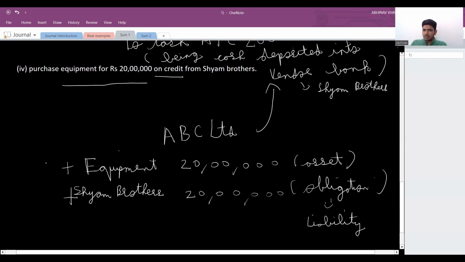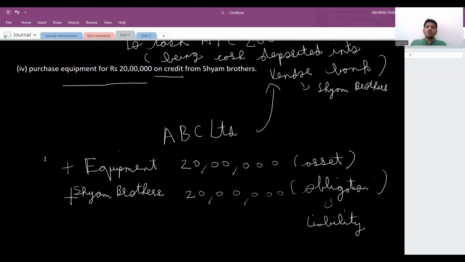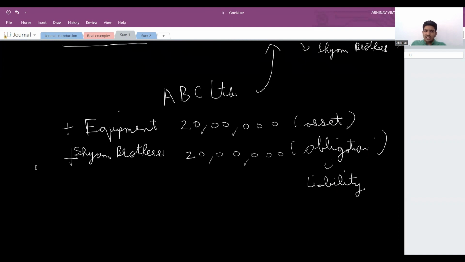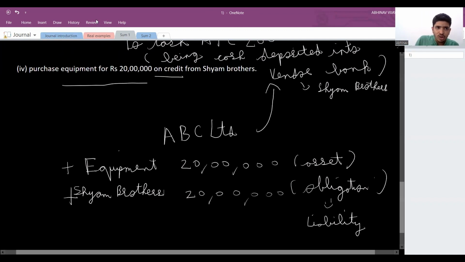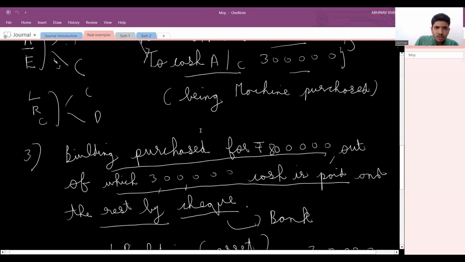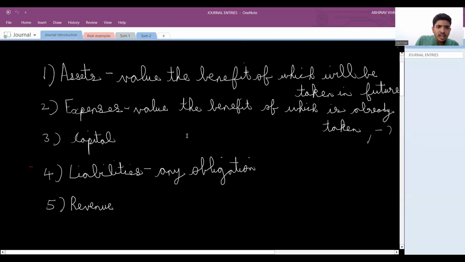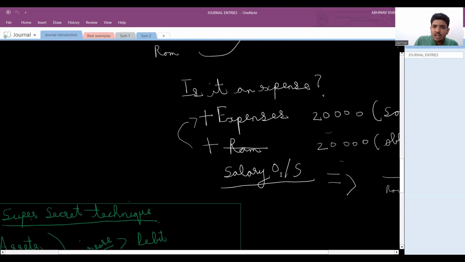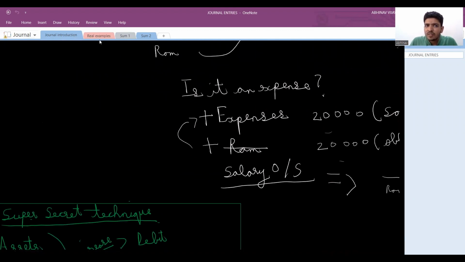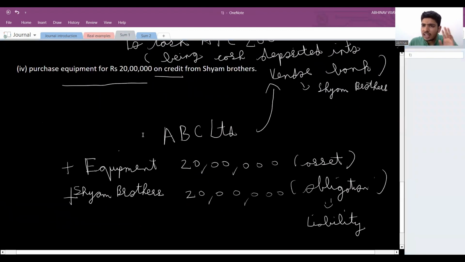Now, another question. For example, you purchase 10 equipments, one from Sham Brothers, one from Mohan Brothers, one from Reliance. Will you write all these names separately? The answer is yes. You write all these names separately. The salaries example that I gave you before, where instead of writing A, B, C, D's names you write outstanding salary, is only for expenses. When it comes to vendors or liabilities, you have to write their names separately.